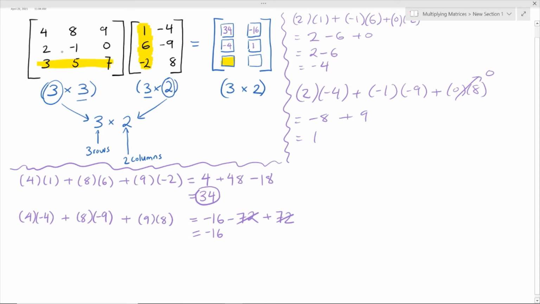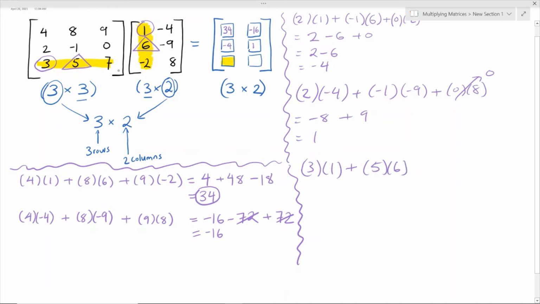And now, just like before, we multiply corresponding entries. This is the first one in the third row, and this one right here is the first one in the column. So we're going to multiply those together: 3 times 1. And then here we have the second entry times the second entry, second one in the row, second one in the column. So add 5 times 6.